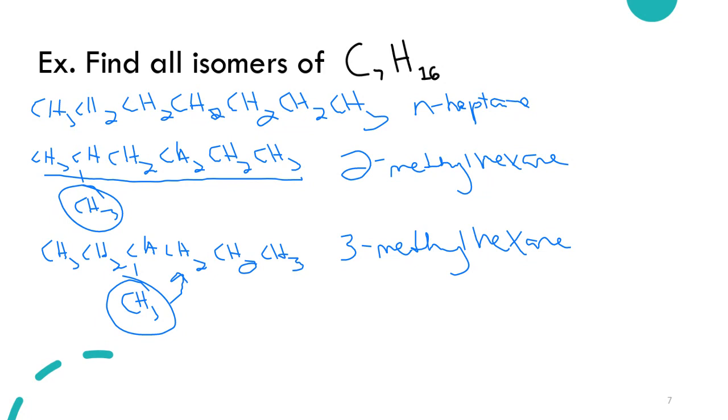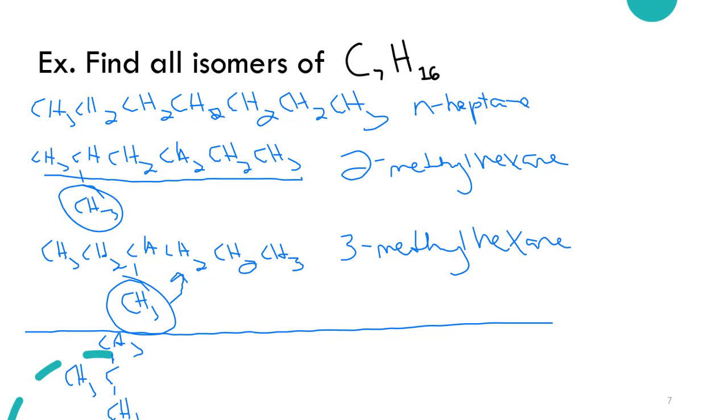So now I can go down to my pentane derivatives. So I have a few options, right? I can have 2 methyl groups on various carbons, or I can have an ethyl group, right? So I can have my 2 methyl groups on the same carbon, on the second carbon.